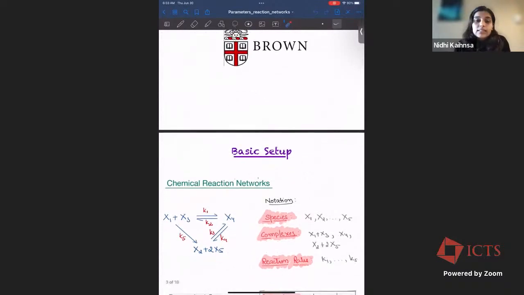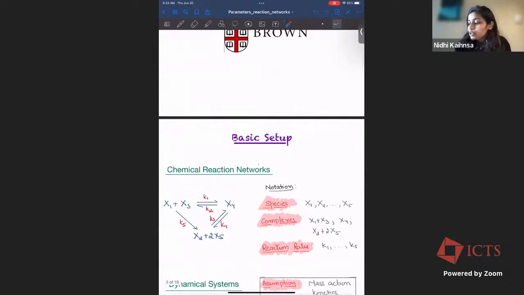The graph is a directed graph and also weighted. The weight of each directed edge is called a reaction rate for me. So in this network, there are 5 reaction rates because there are 5 reactions and 5 directed edges. And these reaction rates are from k1 to k5.